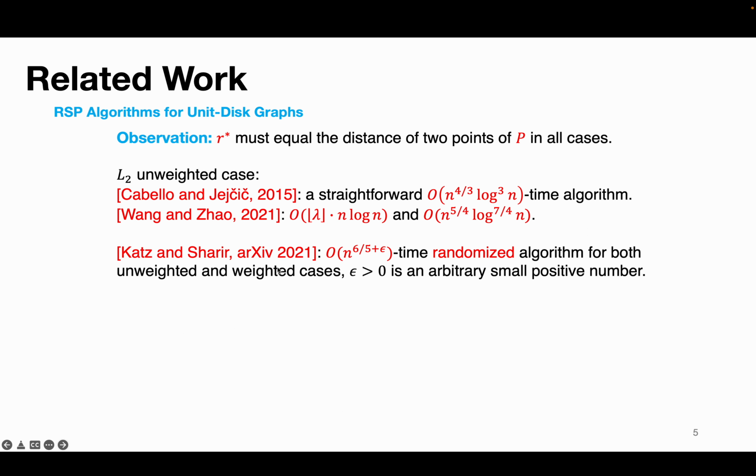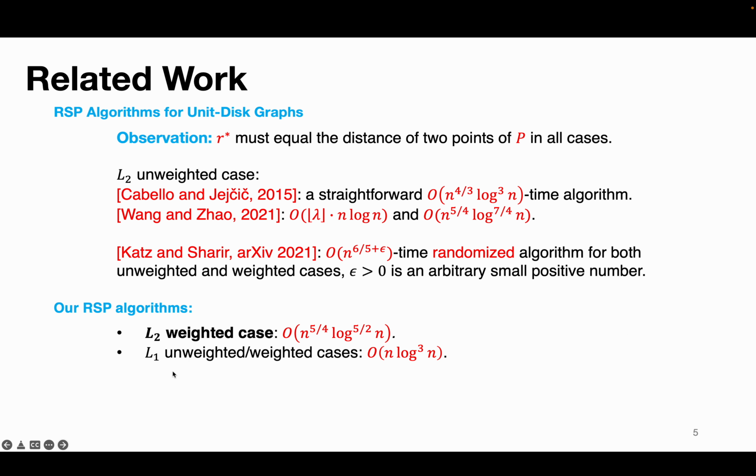Very recently, Katz and Sharir gave a randomized algorithm whose expected running time is n to the 6/5 plus epsilon for both unweighted and weighted cases in L2 unit disk graphs. In this paper, we give an L2 weighted algorithm which takes n to the 5/4 times log to the 5/2 n time. And we also solve the RSP problems in L1 unit disk graphs for both unweighted and weighted cases in n log cubic n time.